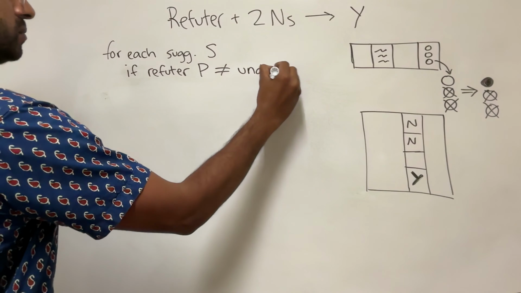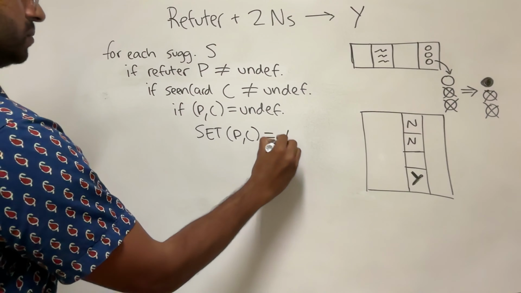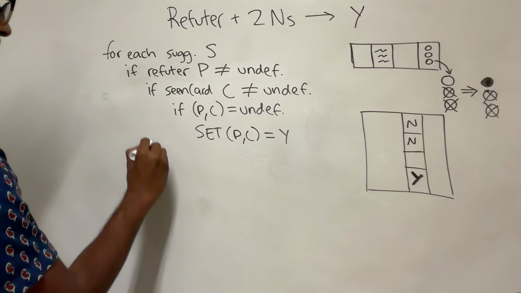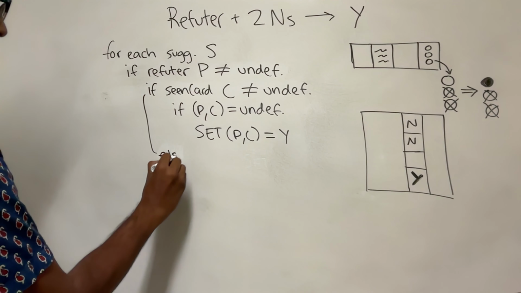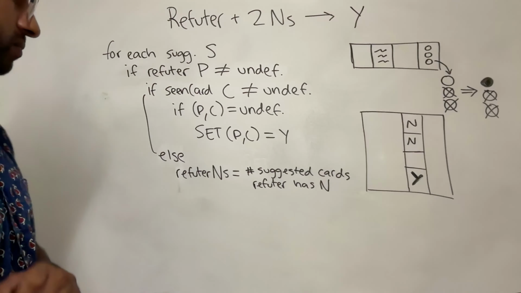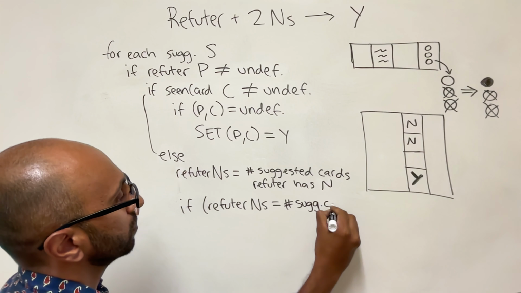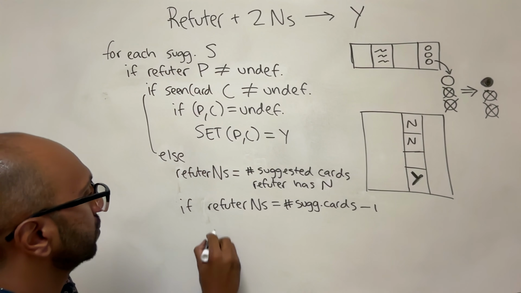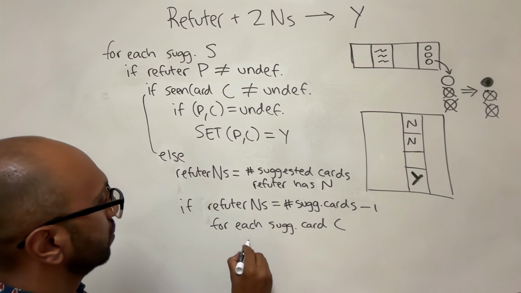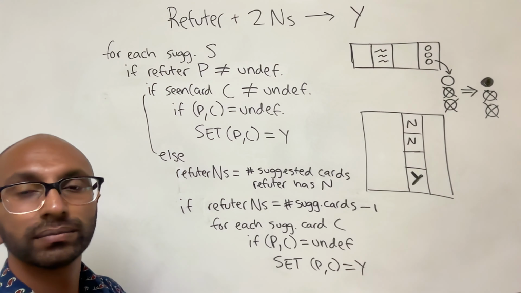So for each suggestion, we first check if there's a refuter. If there is, we have 2 cases. First case, we saw the refute card directly, in which case we set that player and that card to a Y. Second case, we did not see the refute card directly, so we count the number of cards from that suggestion for which the player has an N. If that count equals the number of cards suggested minus 1, then for each card that was suggested, we set that player's ownership of that card to a Y if it was blank.